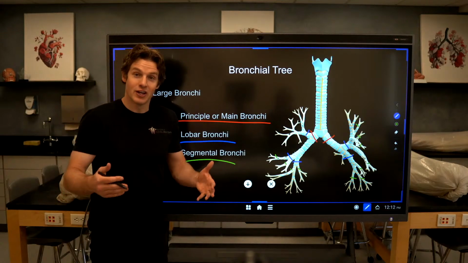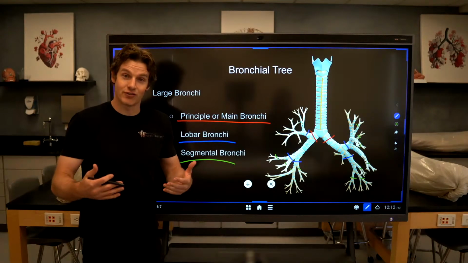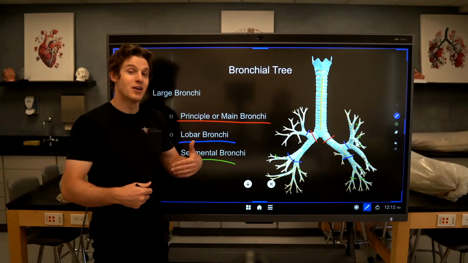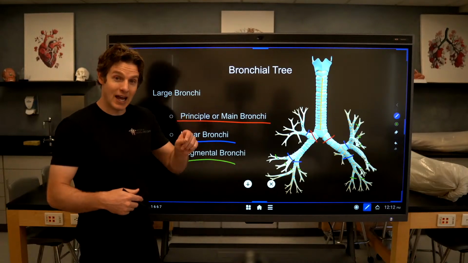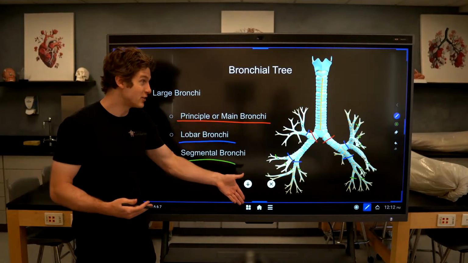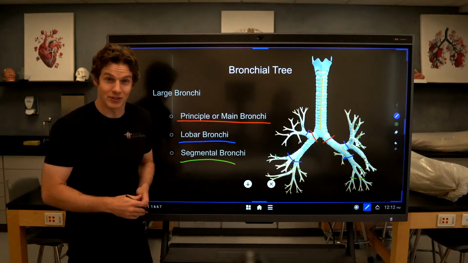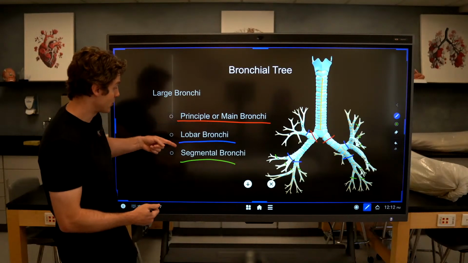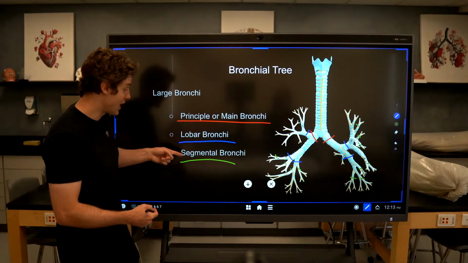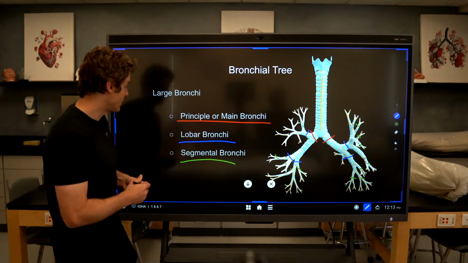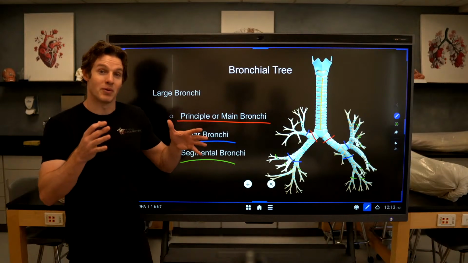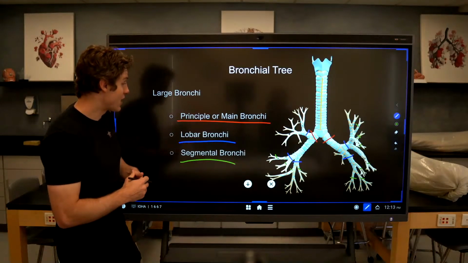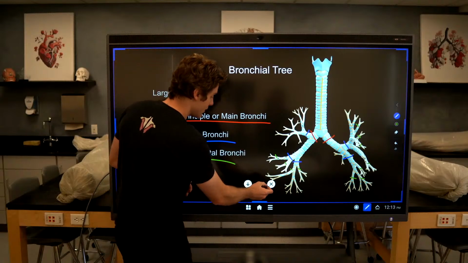I had a friend who used to say, what's the abbreviation for please? And her mnemonic for this was please don't smoke, and PLS, because we don't want to bring smoke down into our bronchial tree. If that works for you as a little mnemonic to help you remember, the P stands for principal, L for lobar, and S for that abbreviation of please. That'll kind of help you to remember the order of the branching of the bronchial tree here.